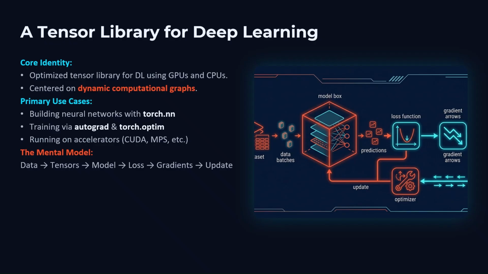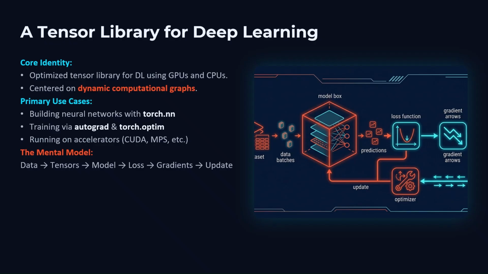We'll also be training via AutoGrad and torch.optim. AutoGrad will calculate our math gradients. Torch.optim, short for optimizer, will update our weights. And then additionally, PyTorch is able to be run on GPUs and accelerators.